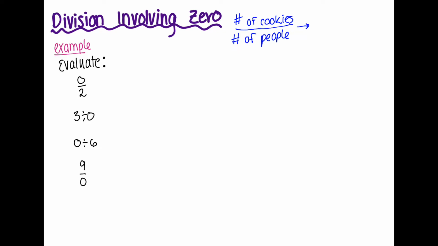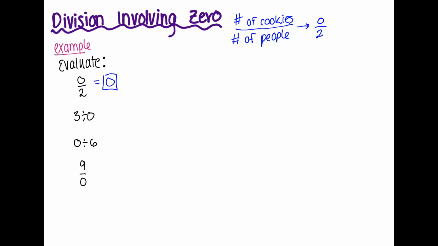So if I said 0 over 2, like my first example here, I'm splitting 0 cookies among 2 people. Now that's a little weird, right? It's a little weird, but you could do it. You just give no cookies to everybody and it works out. So if you give 0 cookies to 2 people, how many cookies did each person get? Each person got 0 cookies. So 0 divided by 2 gives you 0.